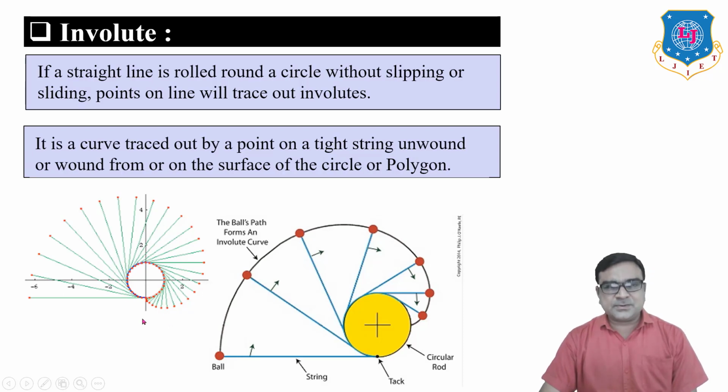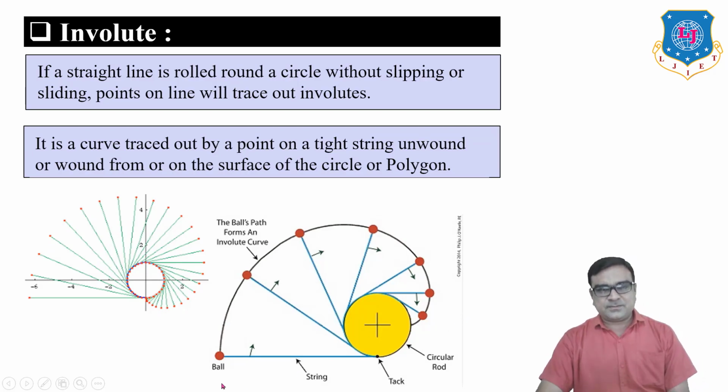Instead of a circle, suppose we have a polygon: square, pentagon, hexagon. If you wind the string on that surface, keeping the string tight, the locus of the end of the string traces the involute of the polygon.